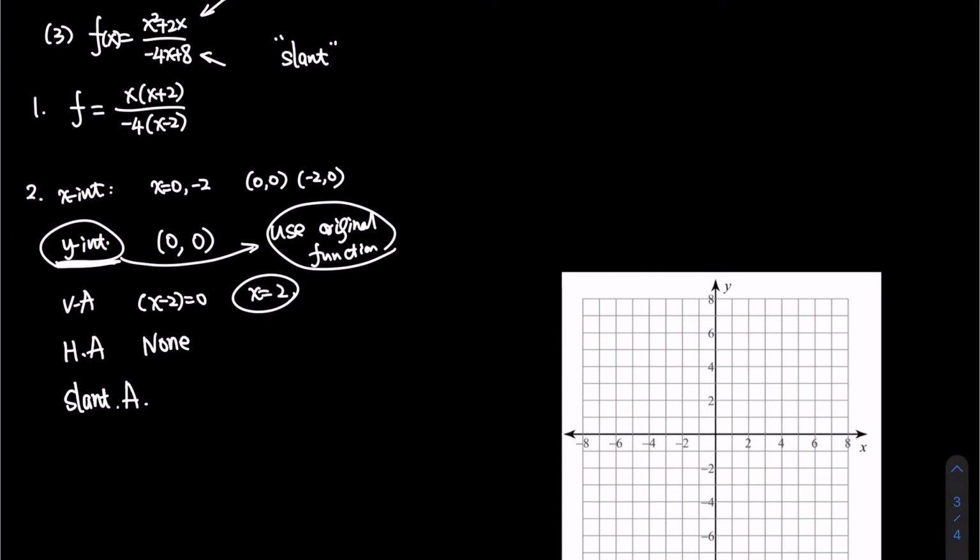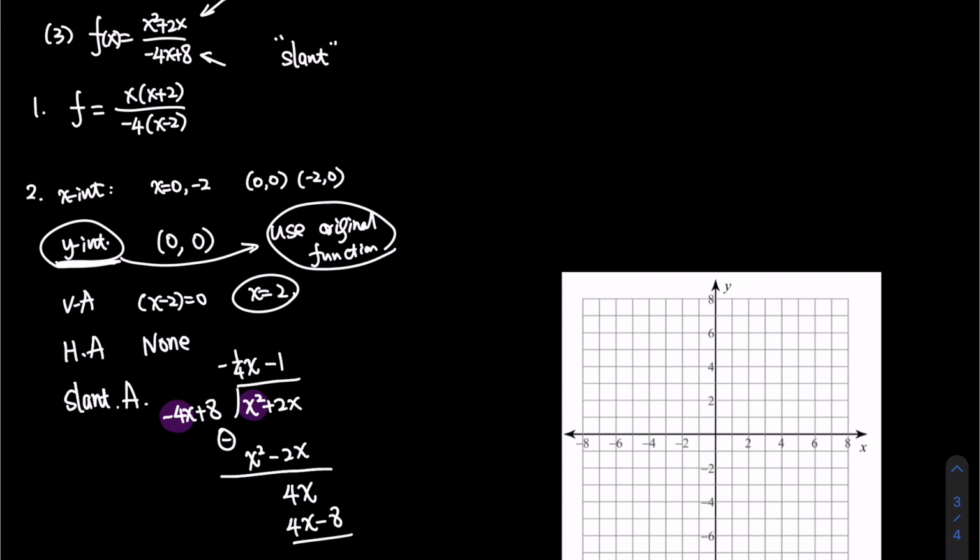For the slant asymptote, we have to use long division. x squared plus 2x divided by negative 4x plus 8. We look at the highest power. So negative 4x multiplied by negative 1/4 x will give us x squared minus 2x. Do the subtraction, give us 4x. So negative 1 here is 4x minus 8, give us 8. So this is our slant asymptote, y equals negative 1/4 x minus 1.